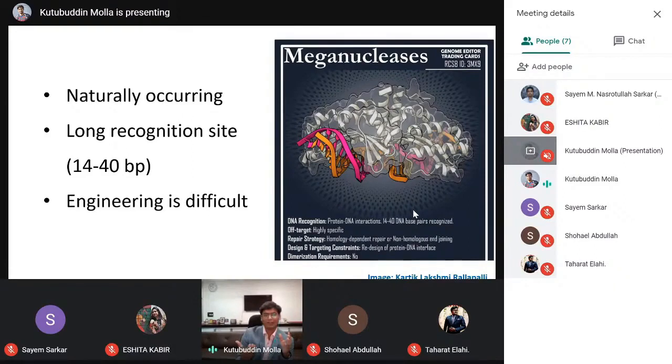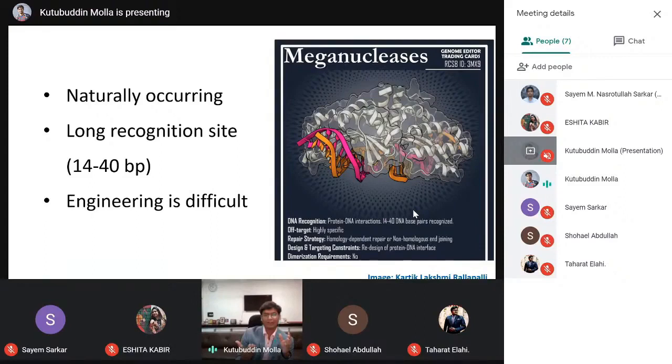Now, meganuclease: its recognition sequence is up to 40 base pairs long. So it has a very specific nature, but it is very difficult to target every gene you want to make a double strand break in. You have to engineer the meganuclease to change the recognition sequence. Suppose a meganuclease has a recognition site in gene A, but you want to make a cut in gene B. You cannot use that same meganuclease because it does not have that recognition site.